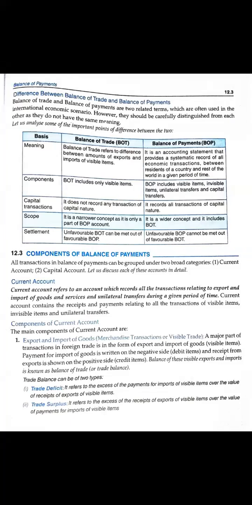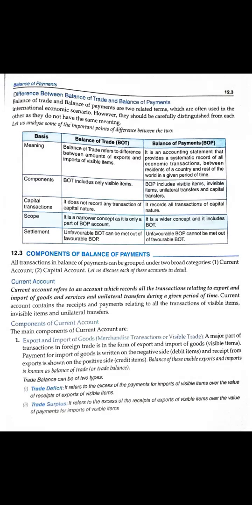So current account refers to an account which records all the transactions relating to exports and imports of goods and services and unilateral transfers during a given period of time. Okay. So, what is balance of payments? It is the economic transactions between the domestic country and the rest of the world. So what are all the factors it will record? First one is visible items, invisible items, then capital transfer, then unilateral transfer.